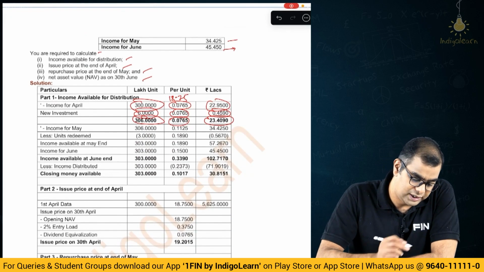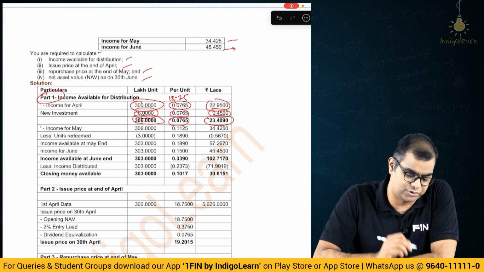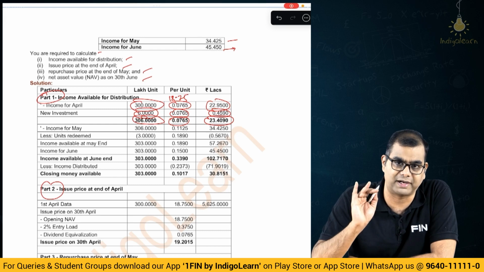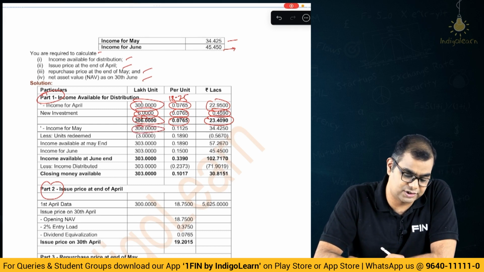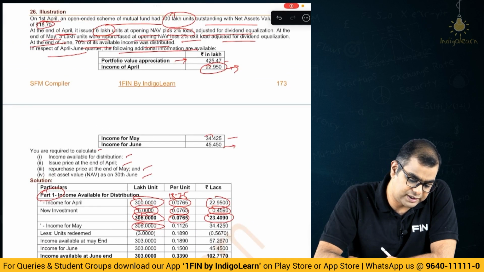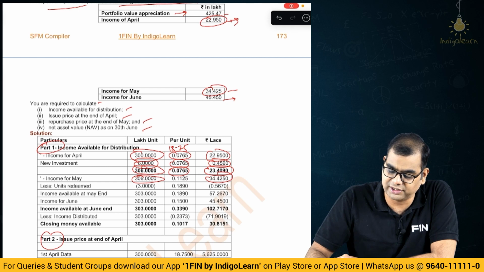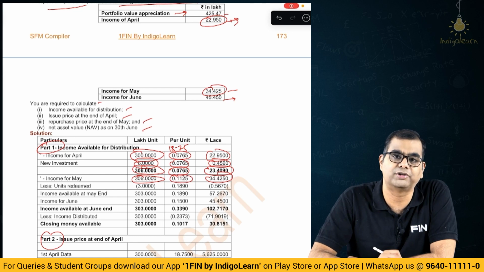23.4090. Now, what happens in next May? And here please note, we are computing income available for distribution. There is a second part which is the issue price and all of that. We will compute this in two different parts. Okay. What is income for May? You had 306 lakh units, and how much income did you earn in May? 34.425. Now, 34.425 divided by 306 is 0.1125. So, 0.1125 is the income that you have.